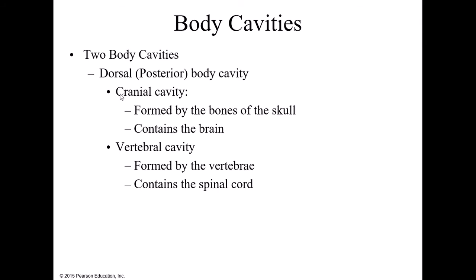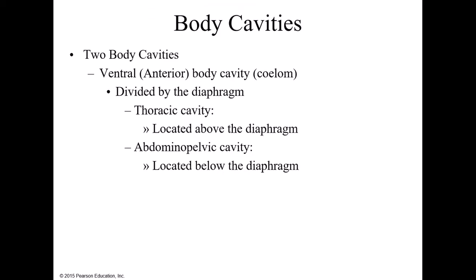And so the cranial cavity is formed by the 8 skull bones. Obviously, that's going to contain the brain. And then the vertebral cavity is formed by the vertebrae, and that's going to house the spinal cord. We're going to get into the cranial cavity and the vertebral cavity later in the semester. Our focus for this lab is going to be on the ventral or the anterior body cavity.